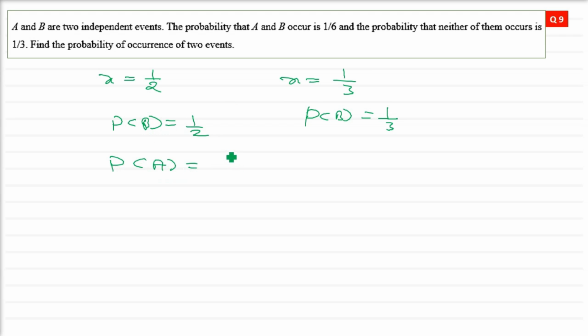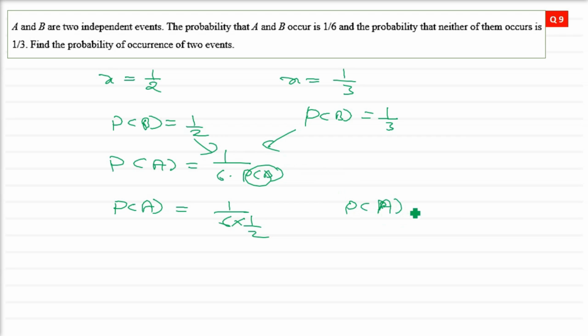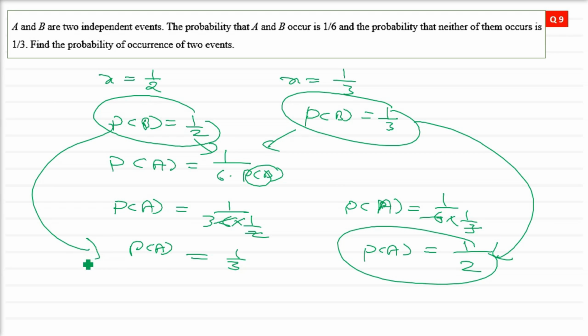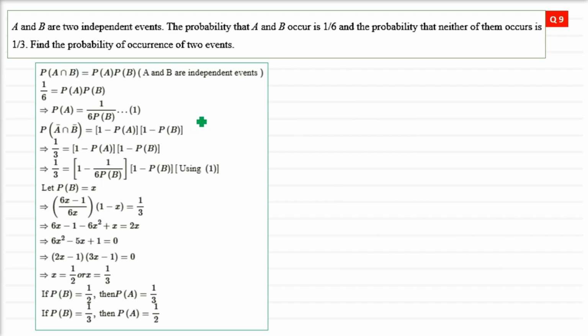Now PA was what? PA was 1 by 6 into PB. Now replace this PB one time by 1 half, one time by 1 by 3, because we have got two values of x, which is half and 1 by 3. So we ought to get two values of PA also. So I'm now replacing PB by half and 1 by 3. So first case we got 1 by 3, and the other case we got it as 1 by 2. So this is PA, probability of A event is 1 by 3 and 1 by 2. So when PB equal to 1 by 3, PA is half. When PB is equal to 1 by 2, we get PA as 1 by 3. So this is how we need to do it.